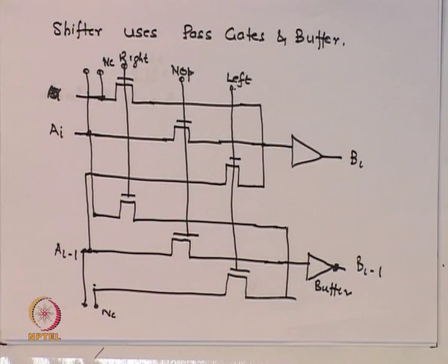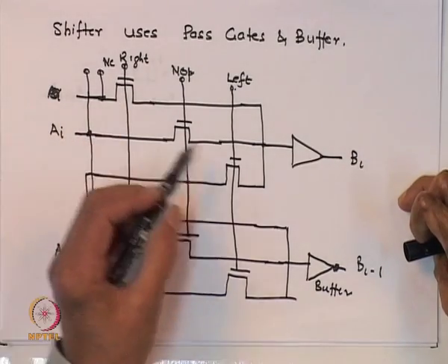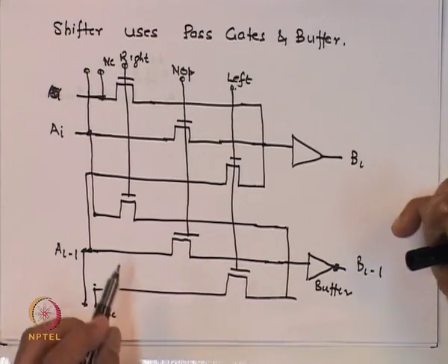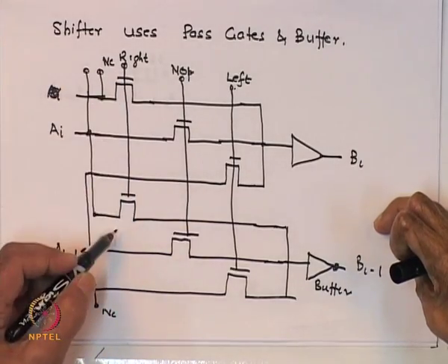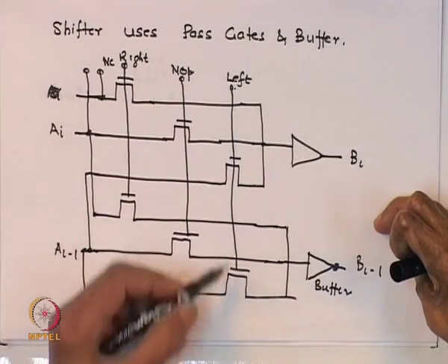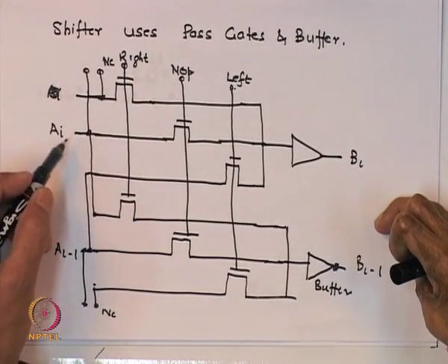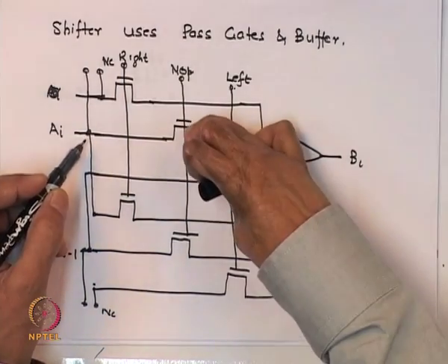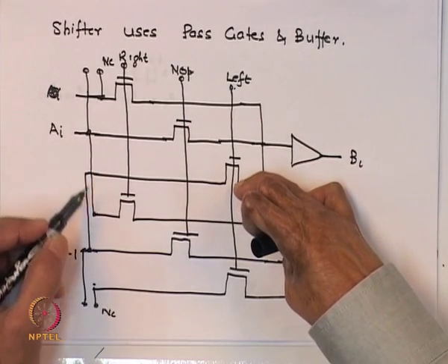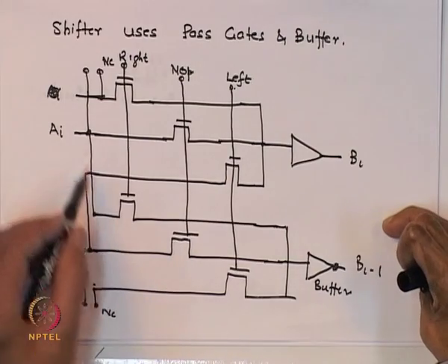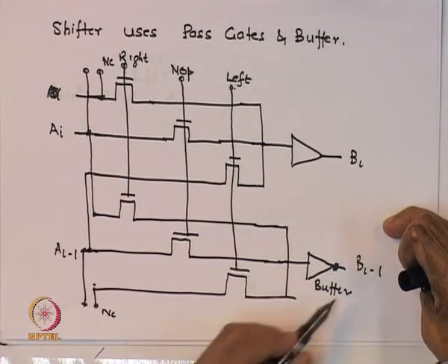Now, the last but not the least part of this whole circuit: we keep talking of shifting the data to the left. A typical pass gate based shift register is shown here, which allows the data to move right or left. One can see that only pass gates have been used, and a buffer, of course, since you may have to drive. The first one is for the right, the second is for no operation, and the third one is left. If you want to move the data right, you make this 1, and let us say this is my A i; no operation means 0. So this data is appearing here, right shift. You can see from here it has gone to the right, to i minus 1.